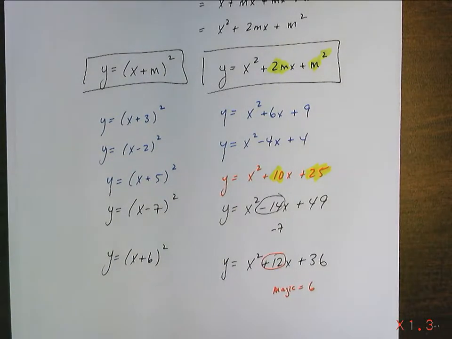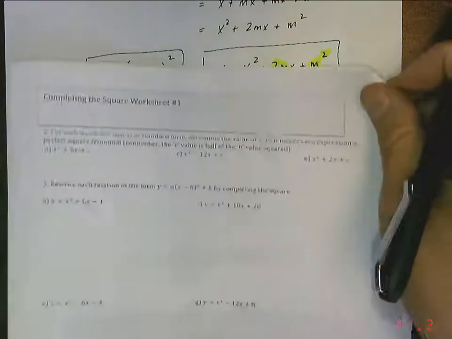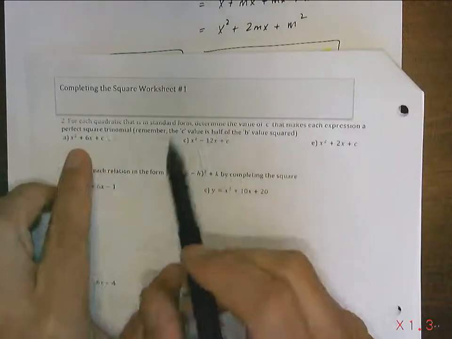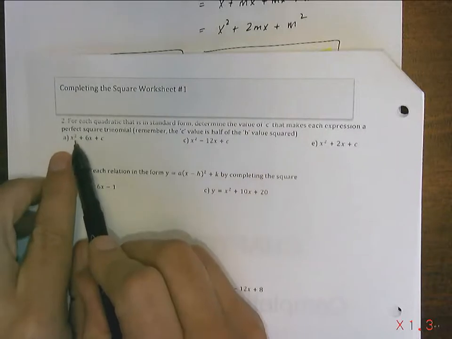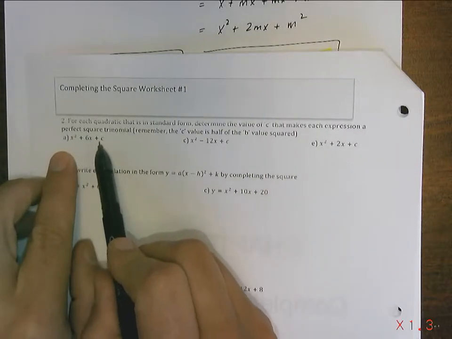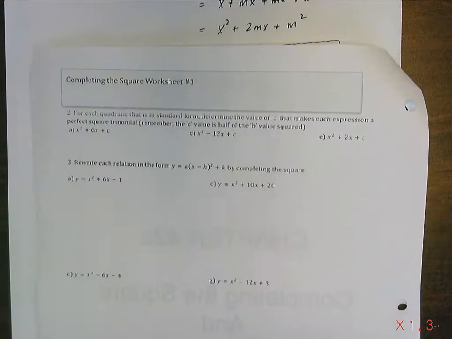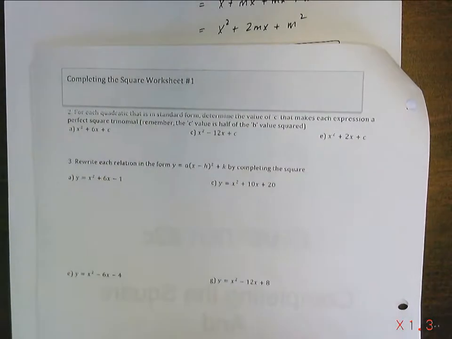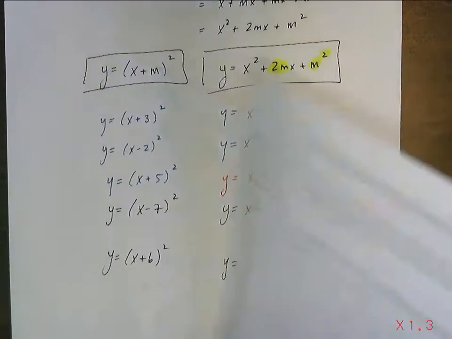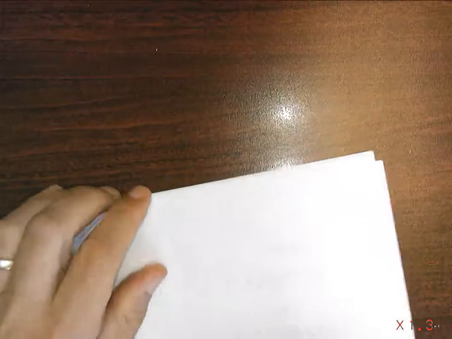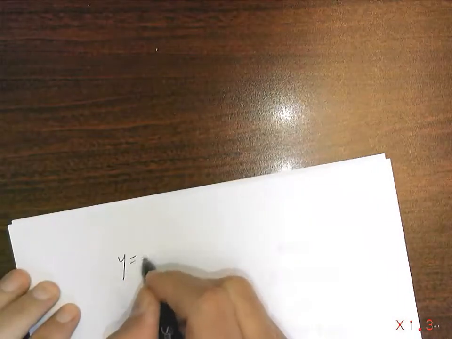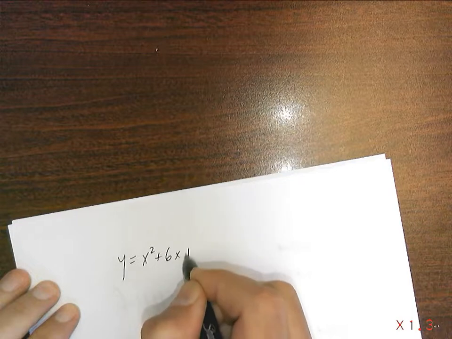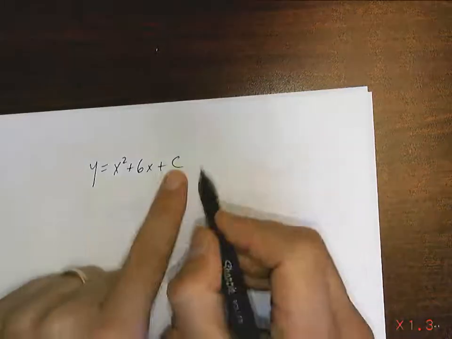We're going to go ahead and do some questions. So if you open up your package, you're going to see they start off with some interesting questions. They say, if you're given x squared plus 6x plus c, what value of c makes this a perfect square trinomial? So we're going to think about that for a minute. I'll write it out right now. y equals x squared plus 6x plus c. So the question is, what value of c will make this a perfect square trinomial?